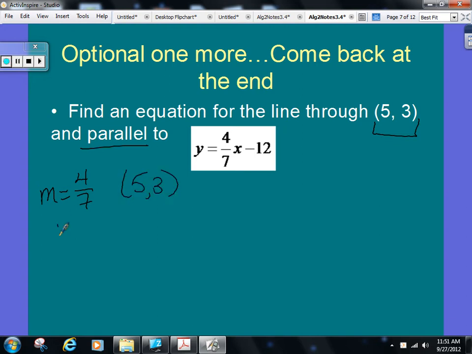I can use point-slope formula. y minus y1 equals m times x minus x1. y minus 3 equals 4/7 times x minus 5. It doesn't say it had to be slope-intercept form, so I'm going to go ahead and leave it like this. Good enough in point-slope form.